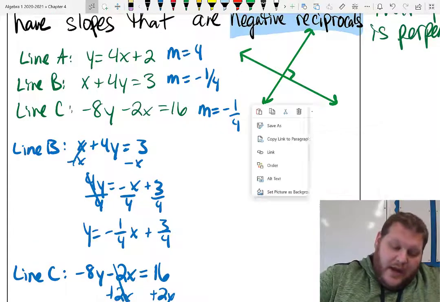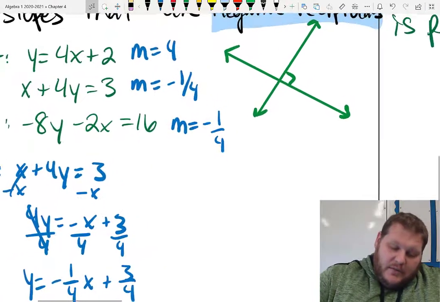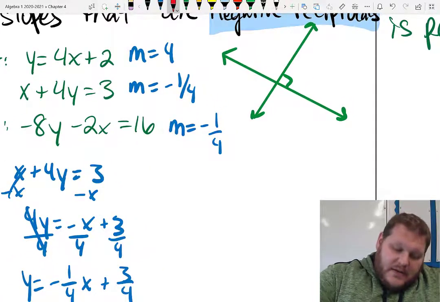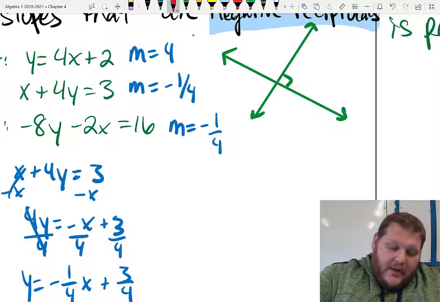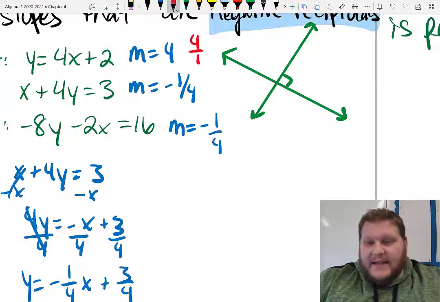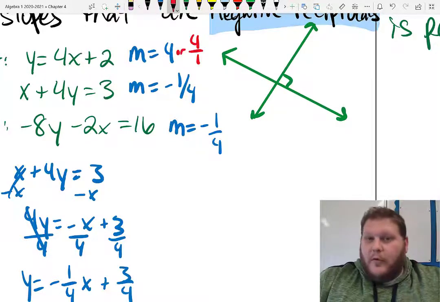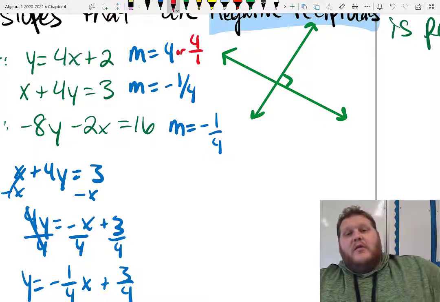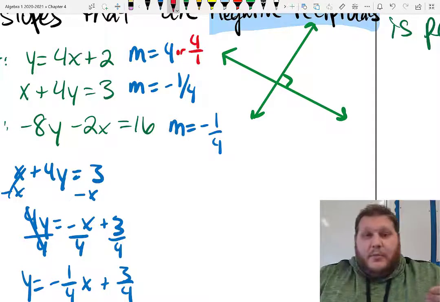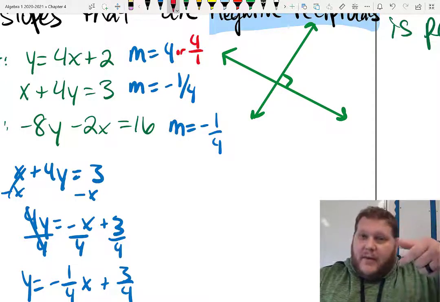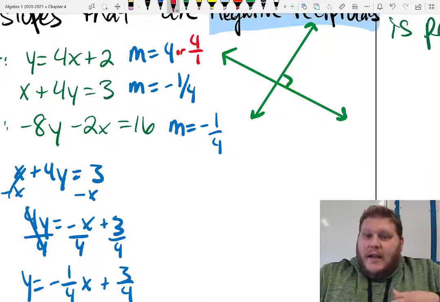Now, we have, in this case, a couple of different relationships here. Because my slope for line A is positive 4, if I wanted to put it as a fraction, that would be positive 4 over 1. So if I'm looking for lines that have the negative reciprocal, that means if I flip my fraction over and then change the sign, that's what a negative reciprocal is.